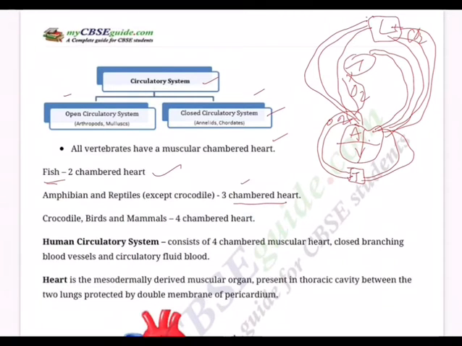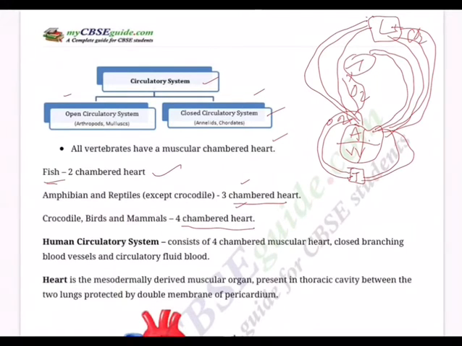And in the evolution of it, in amphibians and reptiles, it is a 3-chambered heart, that is 2 auricles and 1 ventricle. And further, in crocodiles, birds, mammals, there is a clear-cut division of 4 rooms, 2 auricles and 2 ventricles.